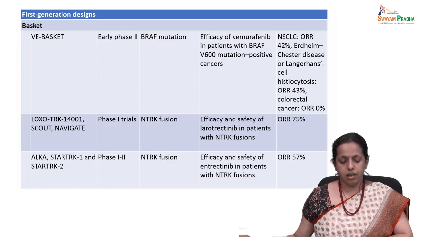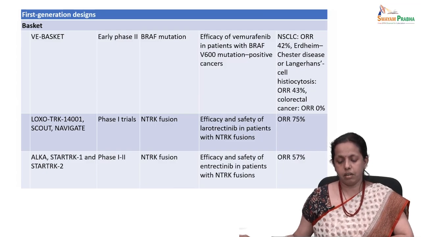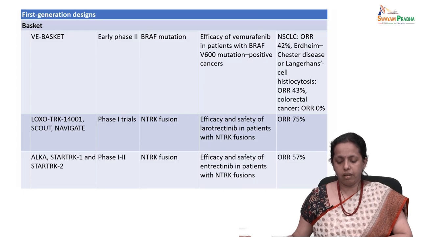It is like testing for the efficacy of vemurafenib in patients with BRAF V600E mutation. It was usually tested in squamous cell lung carcinoma, and then colorectal cancer, and then Erdheim-Chester disease or Langerhans cell histiocytosis. Here they found a 42% ORR, whereas this is 0% in colorectal cancer.